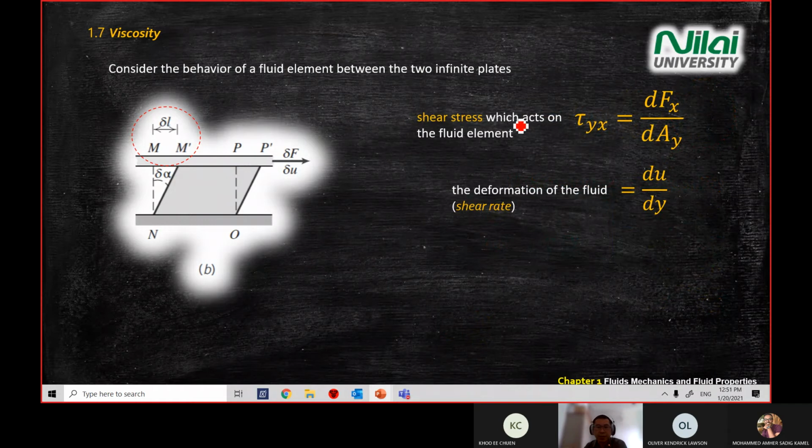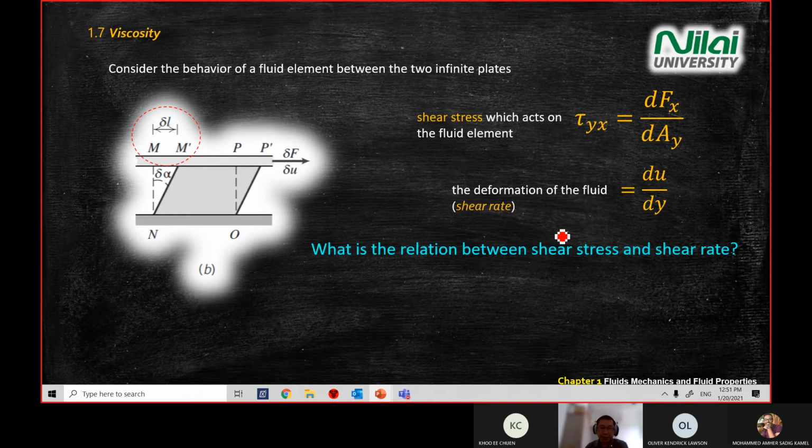So I just summarize what we learned. First, we learned about shear stress. Here we take the force parallel to the area, and the direction is on the x on the y plane. So we have shear stress yx equal to Fx divided by Ay. And the shear rate, or the rate of deformation of the fluid, is equal to du over dy.